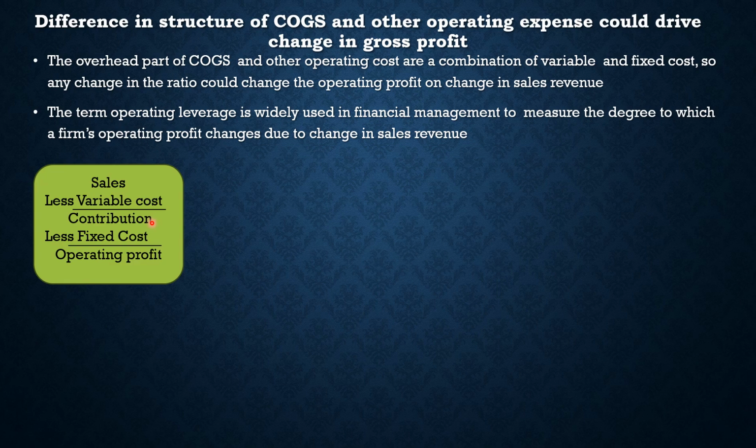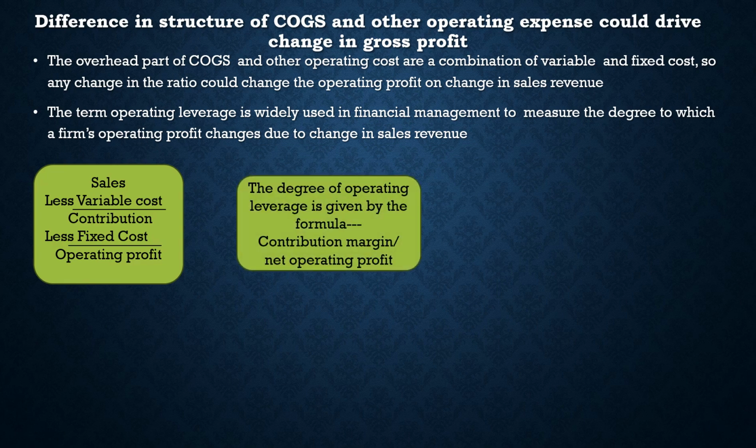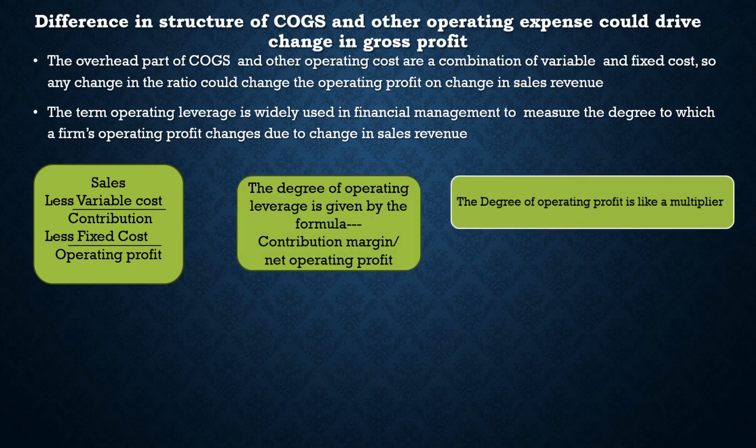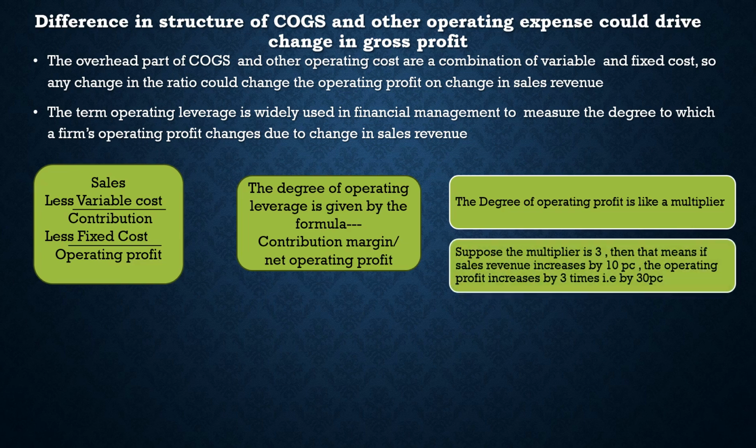Now sales minus variable cost equals contribution, minus fixed cost equals operating profit. The degree of operating leverage is given by the formula contribution margin by net operating profit. The degree of operating leverage is like a multiplier. Suppose the multiplier is 3, then that means if the sales revenue increases by 10%, then the operating profit increases by 3 times, that is by 30%.